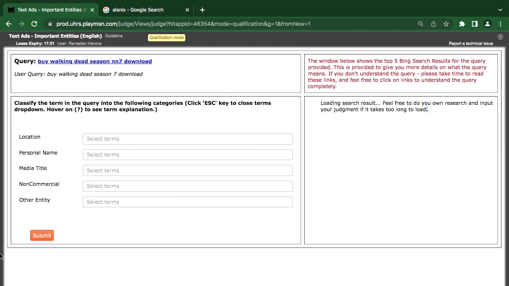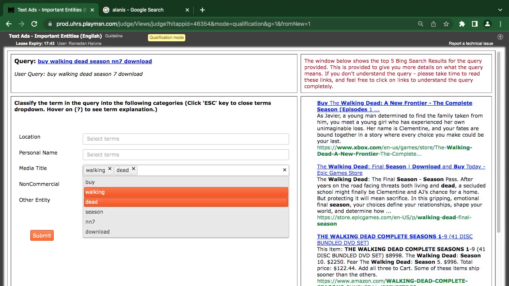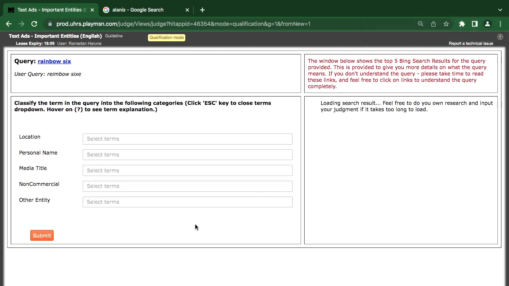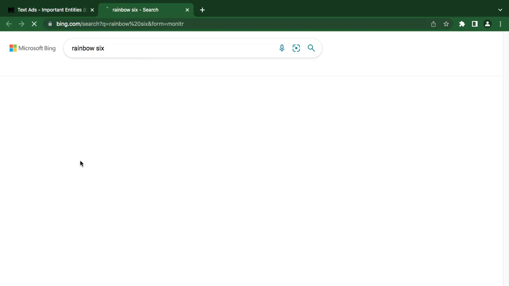So I've learned something also. Walking Dead season number one. So I think Walking Dead is the film. I know about the film, but I'm not much of a movie lover. I have Rainbow Six, but I think I can guess, understand that one. Rainbow Six, what is Rainbow Six?